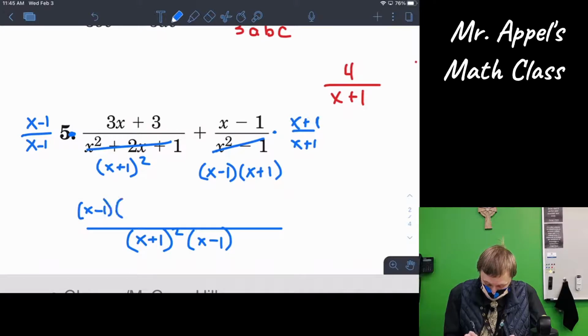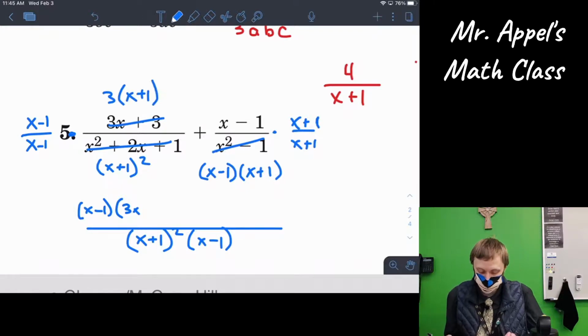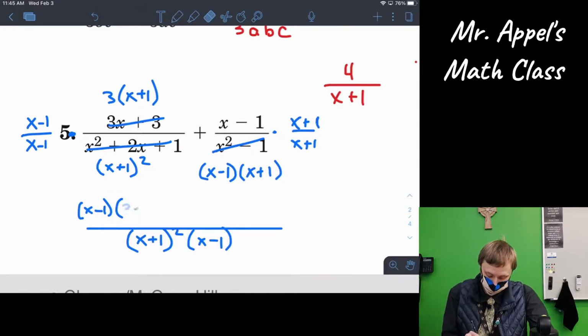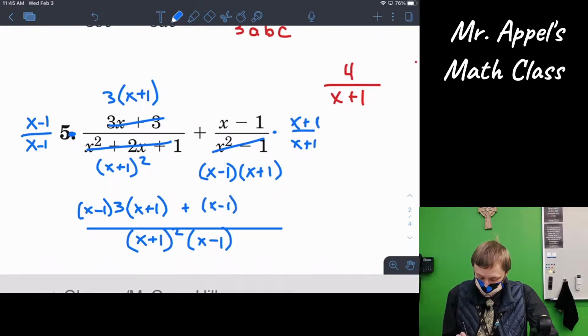X minus 1 times 3x. Oh, come on. Oh, we can factor that. That's just 3 times x plus 1. Right? Oh, well, now that I see that, we can simplify it even further. Okay, let's do the multiplication, and then we'll simplify. Let's keep this, though, as 3 times x plus 1. Oh, look at this. Plus x minus 1 times x plus 5.